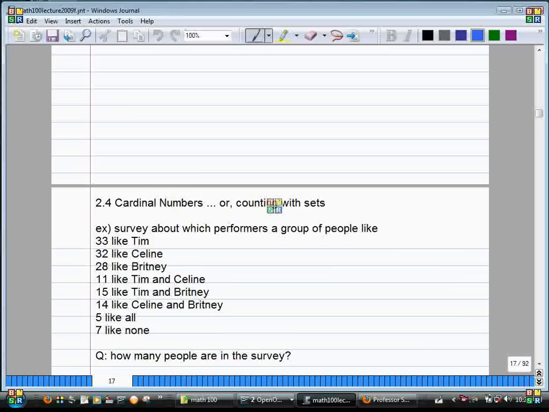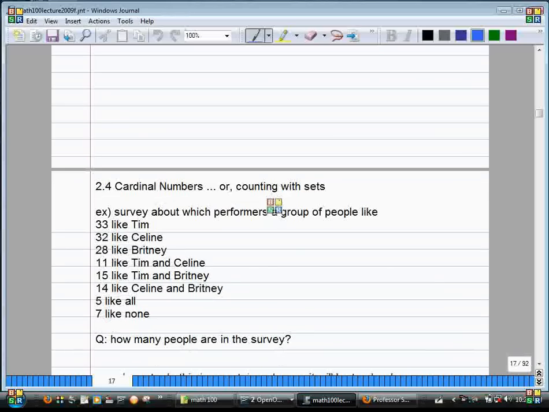So we need to figure this out so that we make sure that we count each person only once, because the way it is right now, clearly people are being counted twice, and in some cases 3 times. If someone likes Tim and Celine and Brittany, they get counted a bunch of times, and we don't want that. So, as a couple people suggested, a great way to sort this out is to make a Venn diagram. The first thing we know is we're going to make a Venn diagram. The second thing is, how do we start labeling this Venn diagram?